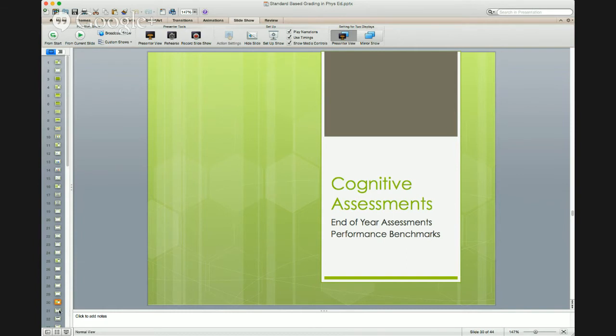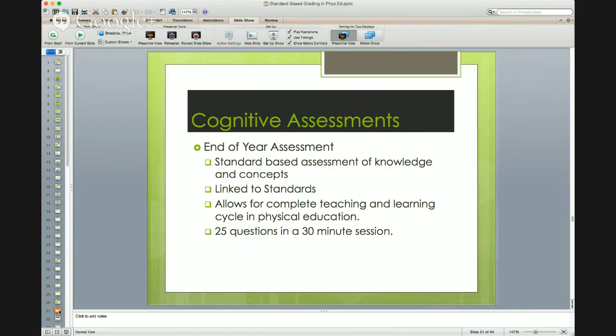So we're going to look at some of the different cognitive assessments we use. The key is they don't take up a ton of phys ed time, but they give you so much data, and it can change your system and your program tremendously. We have end-of-the-year assessments. We've created one for 5th grade, and it's really awesome. It's linked to our state standards, tests their knowledge of the concepts, and allows us to complete the teaching and learning cycle.